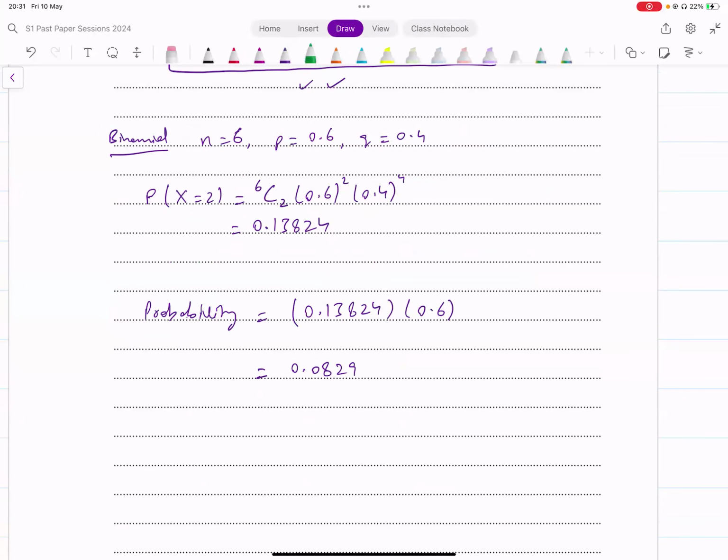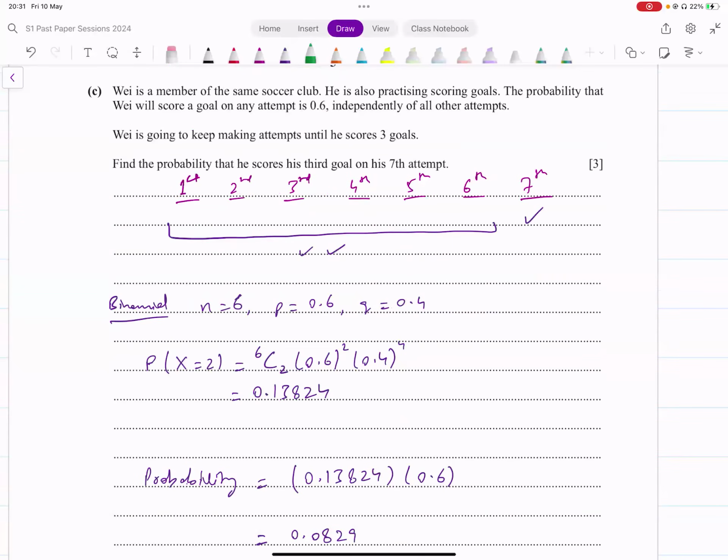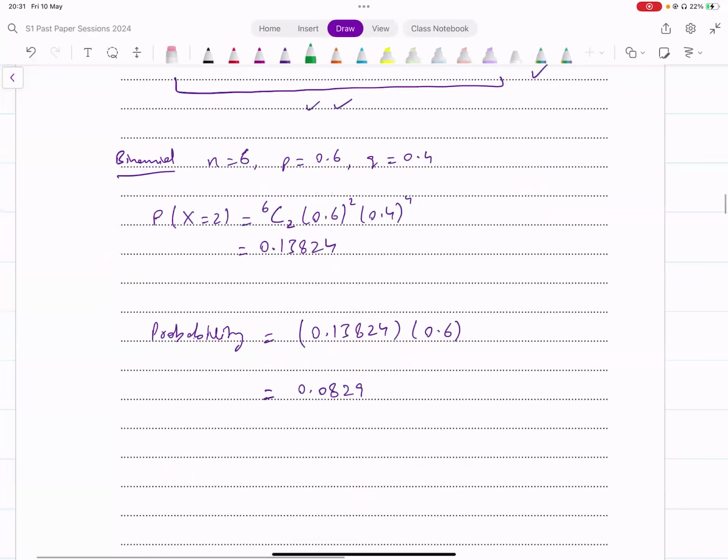So what you're doing is you're breaking your problem down into 2 parts. You're saying, okay, the 7th attempt has to be the 3rd goal. That means you should already have had 2 goals before that. This is the probability of having 2 goals in the first 6 attempts. And then this is the probability of the 7th attempt being a goal. And that gives you this probability. Make sense?